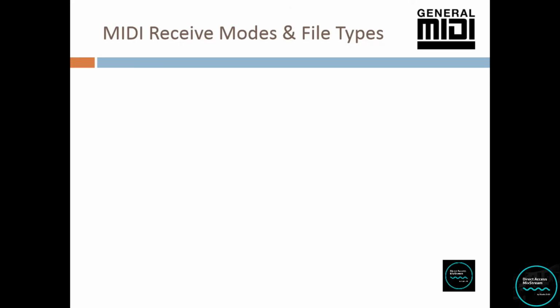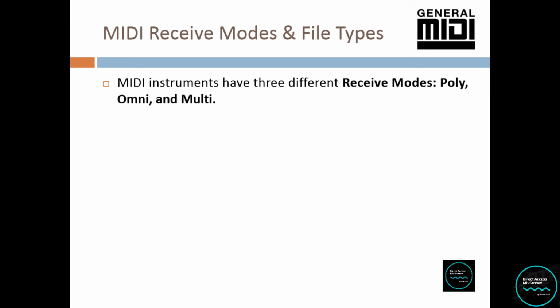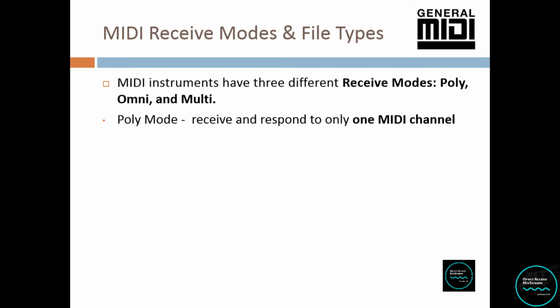All right, now this one, you don't really need to know so much, but just to let you know. Your MIDI instruments usually have a couple of receive modes: poly, omni, and multi. I'm not going to explain too much detail. Poly mode receives and responds to only one MIDI channel. You can still play polyphonic, but you only respond to one MIDI channel. You can also go to Omni mode to respond to all 16 MIDI channels.